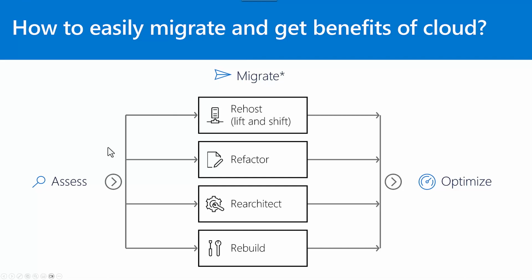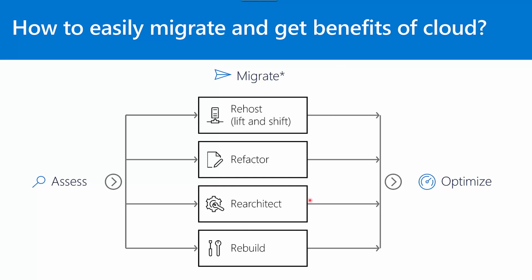Rehost, I mean, this is hosted on premises, but we want to host it on Azure, which is primarily the lift and shift option. Lift and shift. Rehost is lift and shift, means it is hosted on premises, we are rehosting it on cloud. Refactor, modify, upgrade, re-architect, change the whole architecture, update, whatever, and rebuild. And so these are various different migration options.